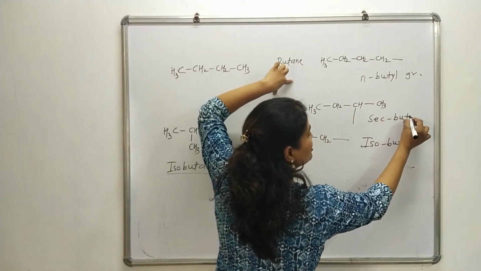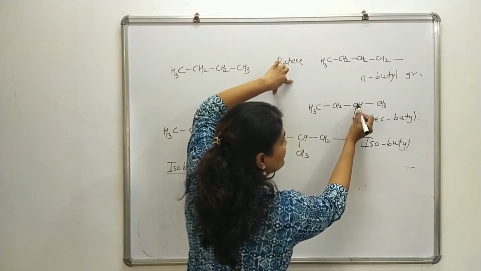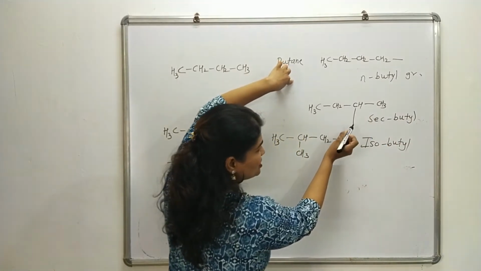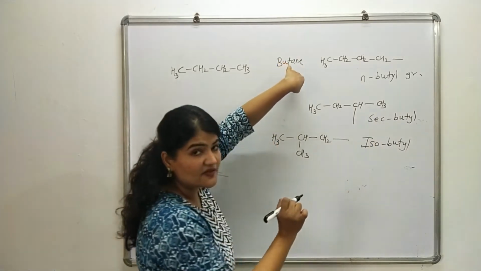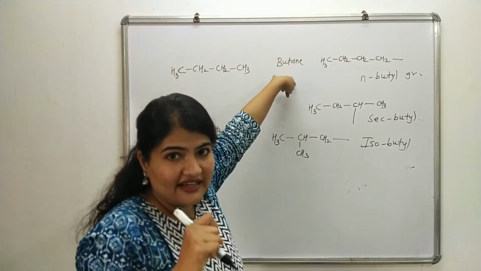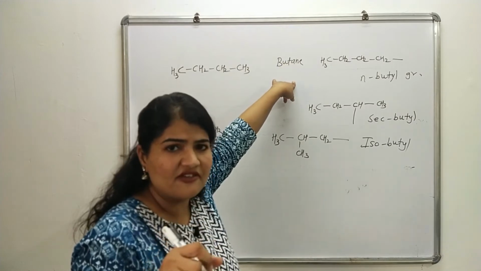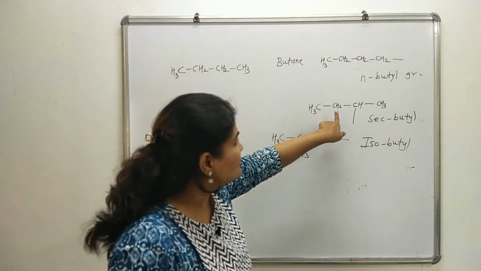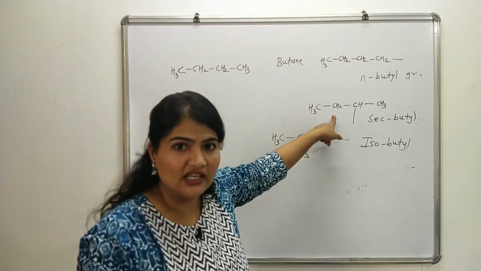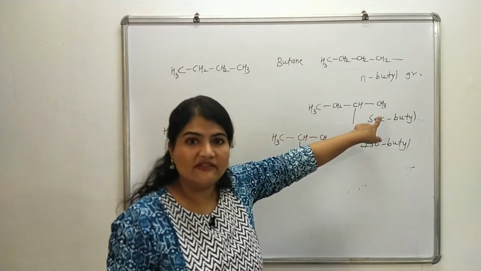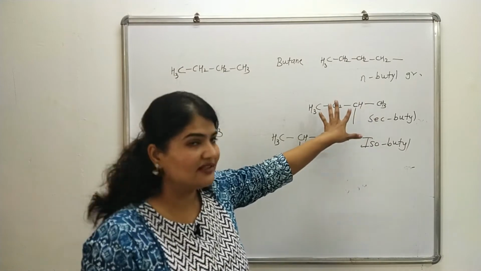Now why secondary butyl? Because look at the carbon which is open for substitution. This carbon is attached to two other carbon atoms, and we know that when a carbon is attached to two other carbon atoms, it is referred to as a secondary carbon, and this is from butane. So obviously the alkyl group will be called butyl. So secondary butyl will be the more appropriate name for this one.